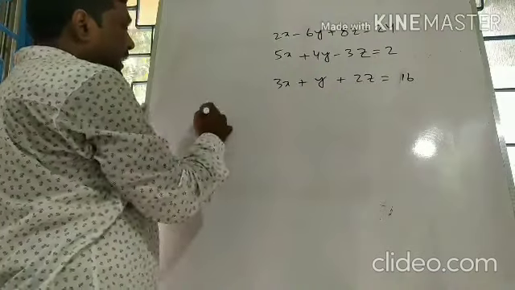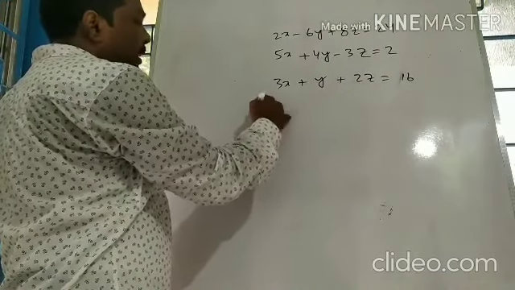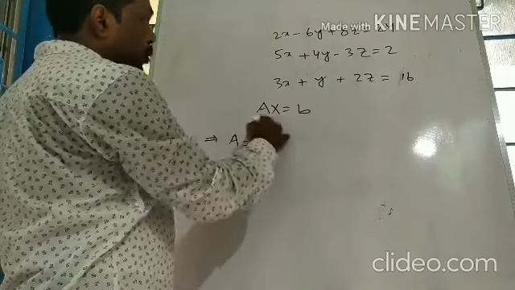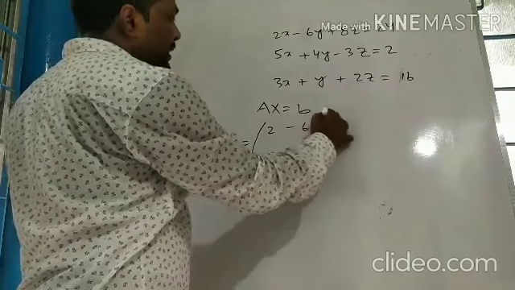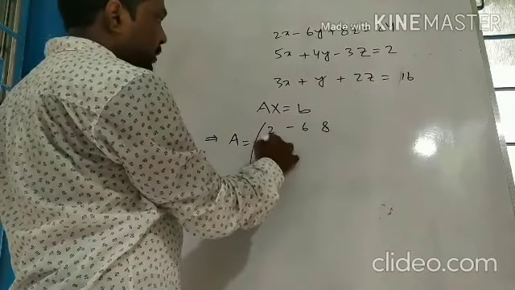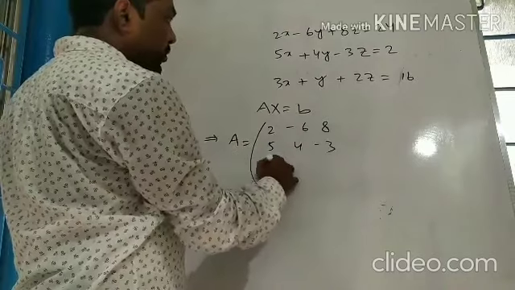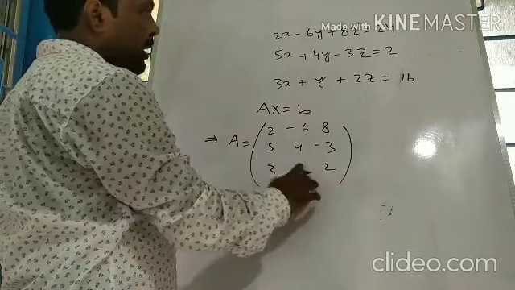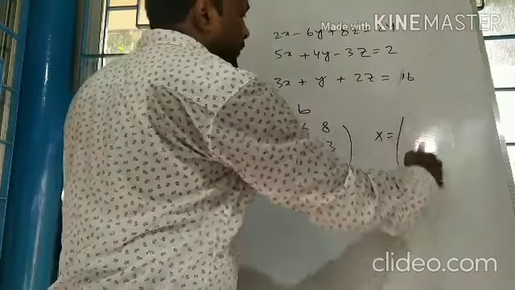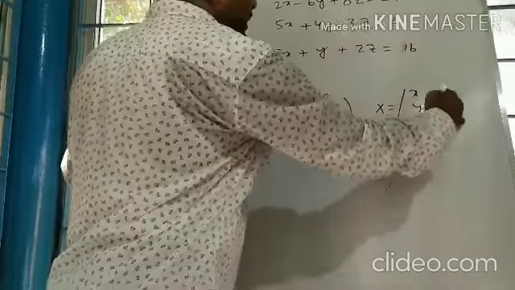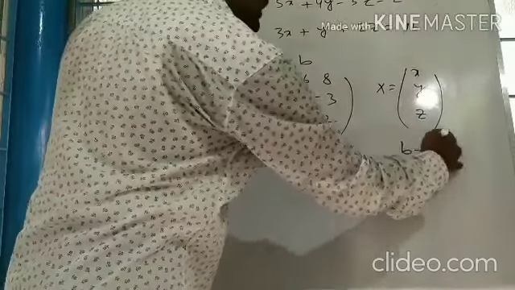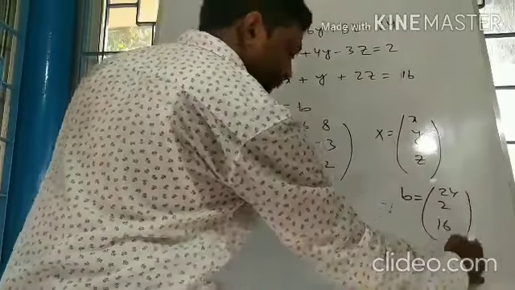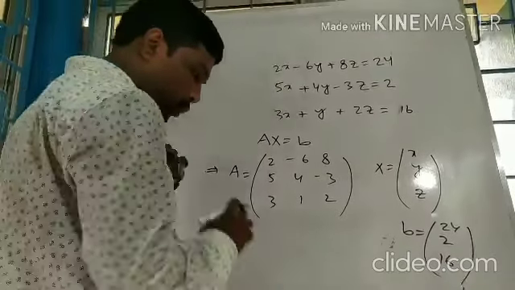This system of equations can be written as Ax equals B. What is A? A equals the coefficient matrix, that is [2 minus 6 8; 5 4 minus 3; 3 1 2]. The vector x is x, y, z. And the vector b is 24, 2, 16.